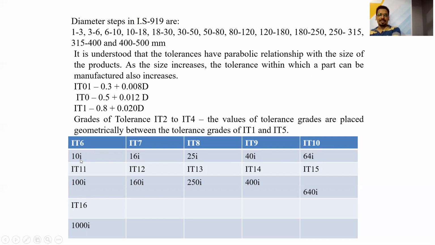IT11 is 10 times of this IT6, so it is 100I. Then IT12, it is also 10 times, that is 160I. IT13, it is 250I. IT14, 400I. IT15, 640I. IT16, 1000I. So from this table, we can see that the tolerance is increasing.